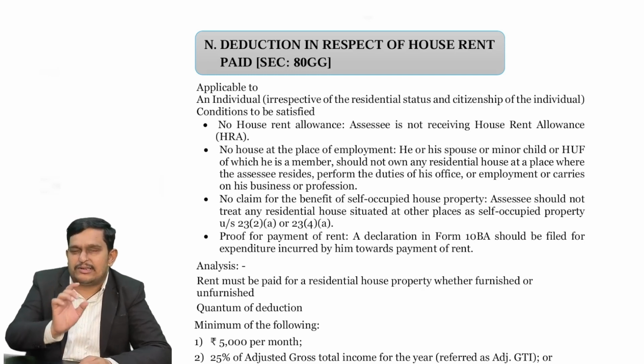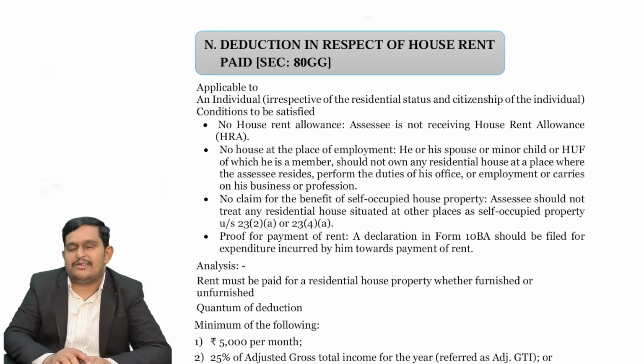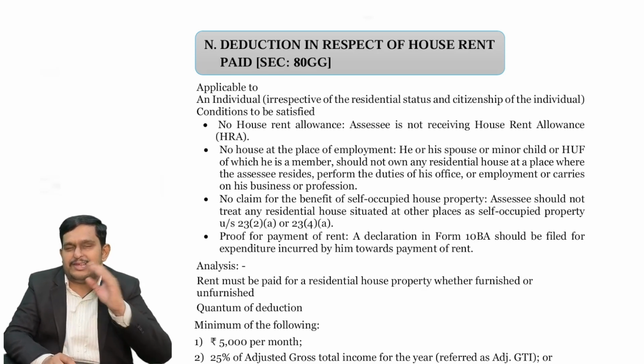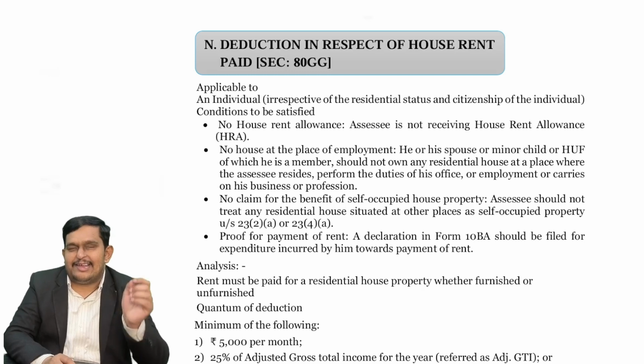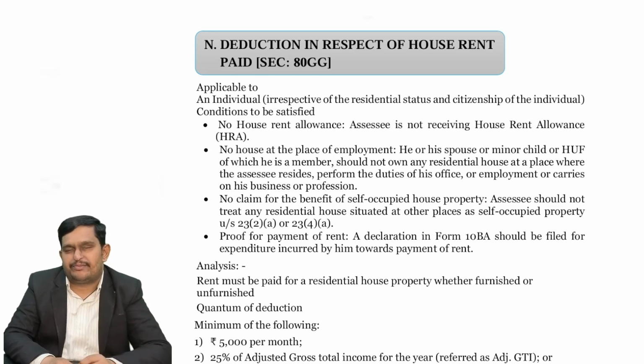Now, when we talk about deduction, it is after the gross total income, correct? We all know. Because it is all about rent, we may get confused with HRA. For HRA, whatever allowance we receive, we deduct the least of the 3, and only the taxable portion we show in salary. But here it is deduction, so there is no such concept. Here only the least of the 3 is deducted from gross total income.